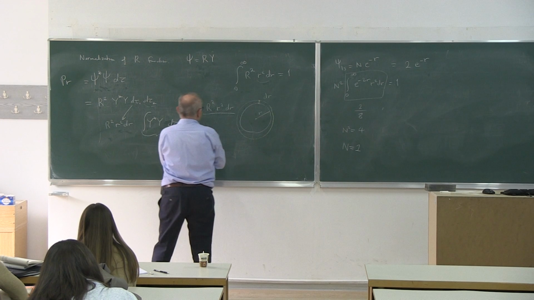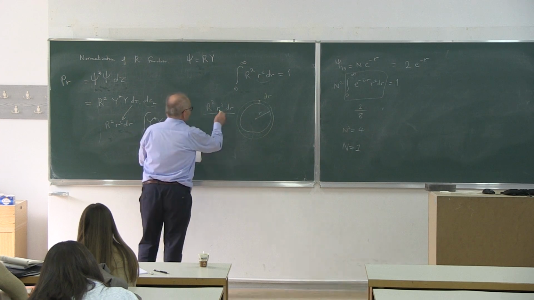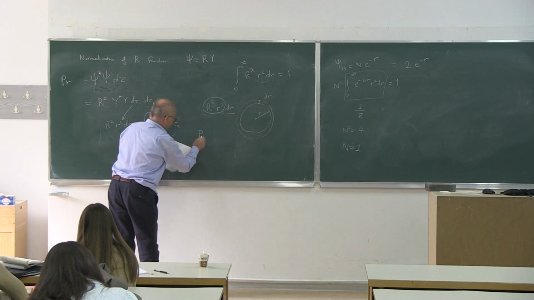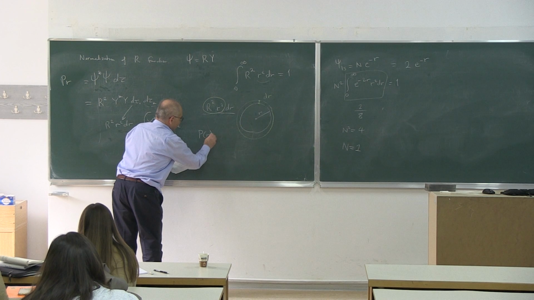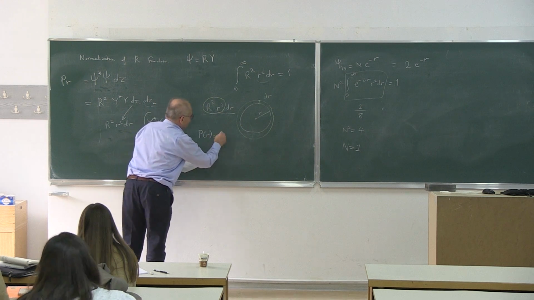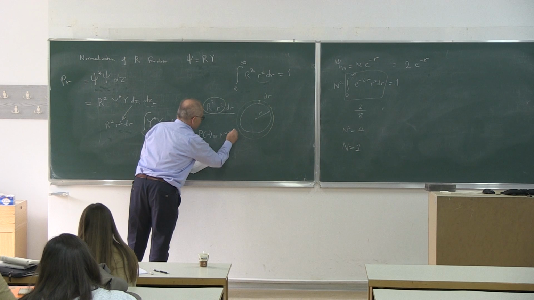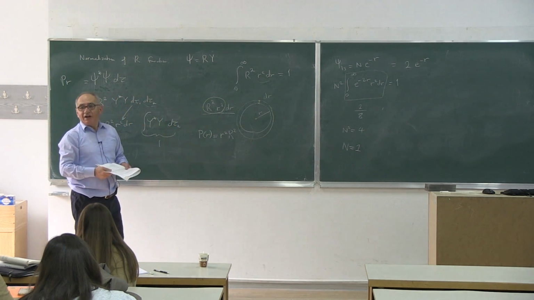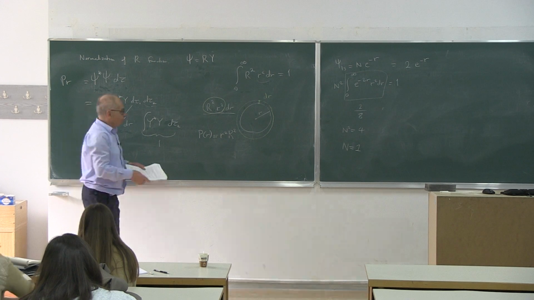This factor is denoted by another letter, P, and it is called the radial distribution function.